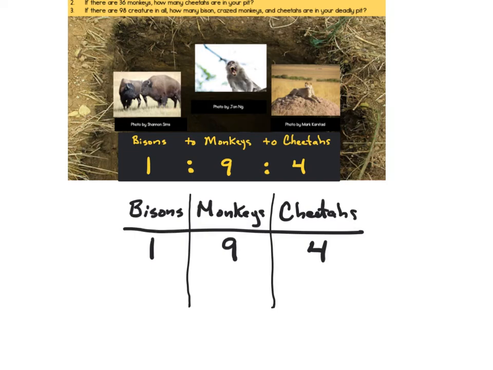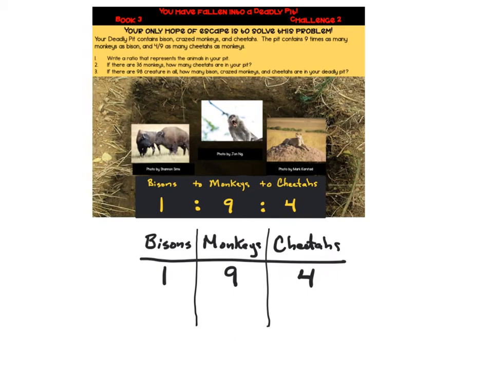Alrighty, my friends. Let's move back up here and look at the question once again. If there are 36 monkeys, then how many cheetahs are there? I want to look at the monkey column, and I want to get 36 there, so I'm going to write 36 right here. Now I've got to figure out what times 9 will give me 36. And the answer, my friend, is 4. If I take 9 and multiply it by 4, I will get 36.